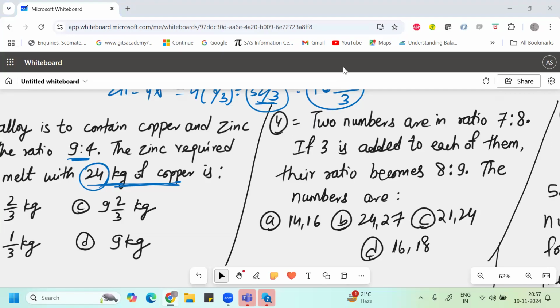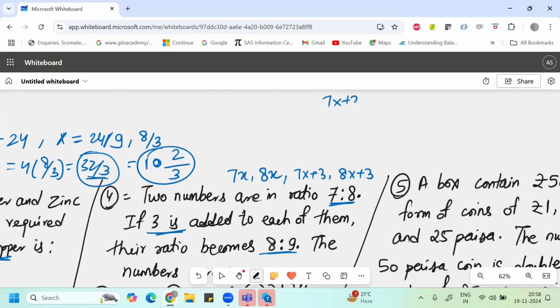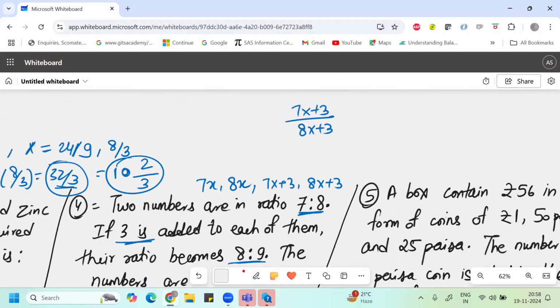Try question number four, everyone. Try to do the questions writing minimum. So how much minimum can you try to write? If you see question number four, two numbers are in ratio 7:8, take one number 7x, another number 8x. If 3 is added to each, 7x plus 3 and 8x plus 3, then the ratio becomes 8:9, means 7x plus 3 divided by 8x plus 3. The ratio becomes 8 is to 9.